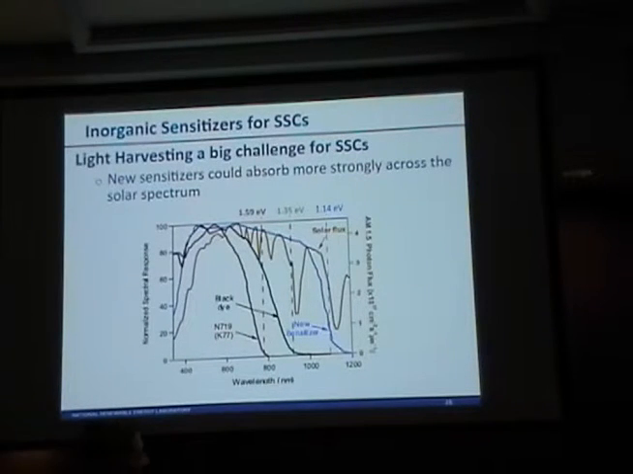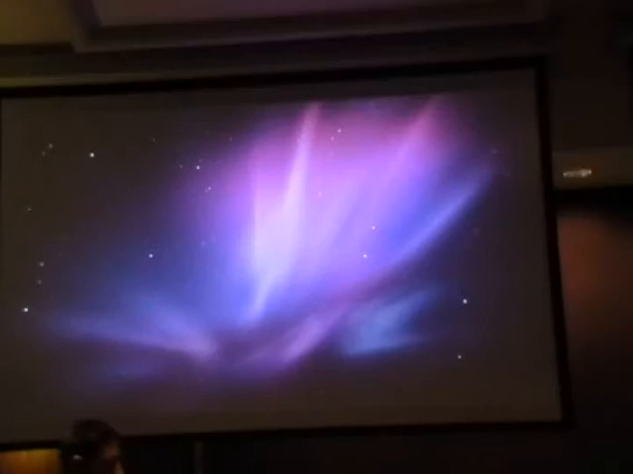So lastly, I just want to quickly, in my last 5 minutes here, move to inorganic sensitizers for sensitized solar cells. In yellow here is the solar spectrum. Anybody familiar with dye-sensitized solar cells? We have two main dyes. One is the N719, which is a ruthenium.